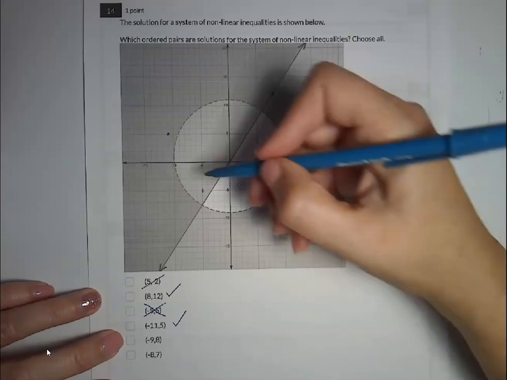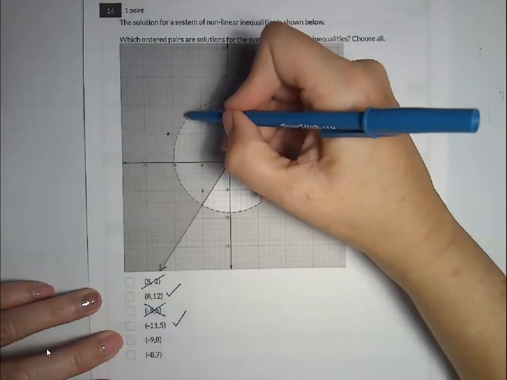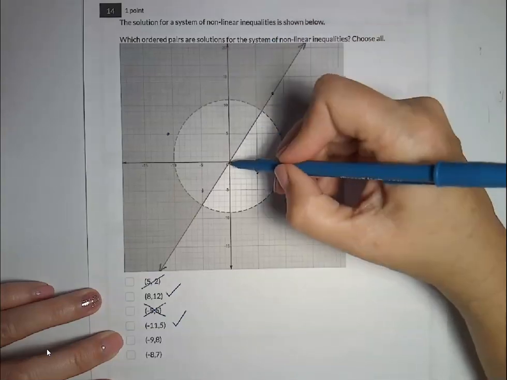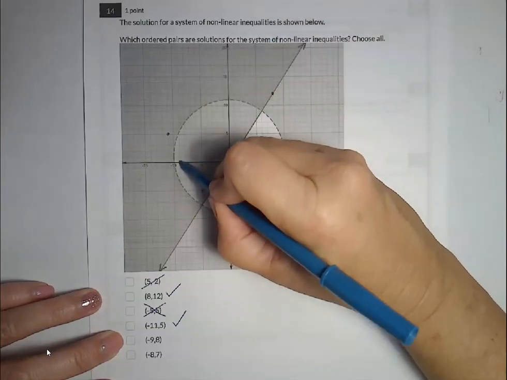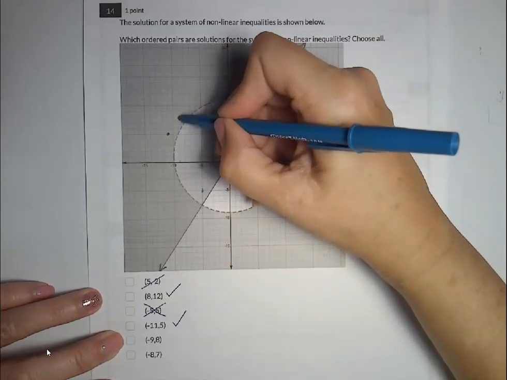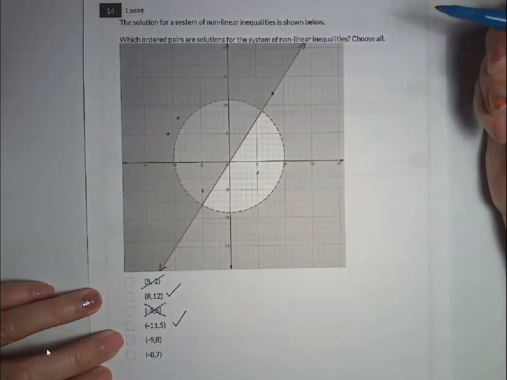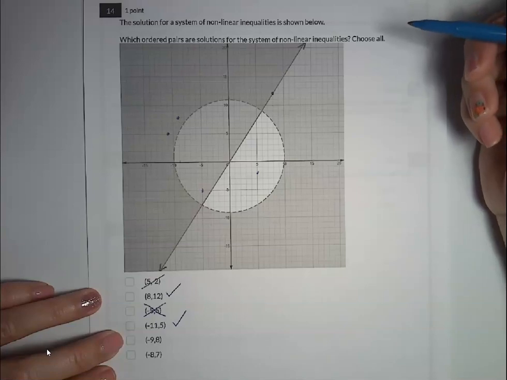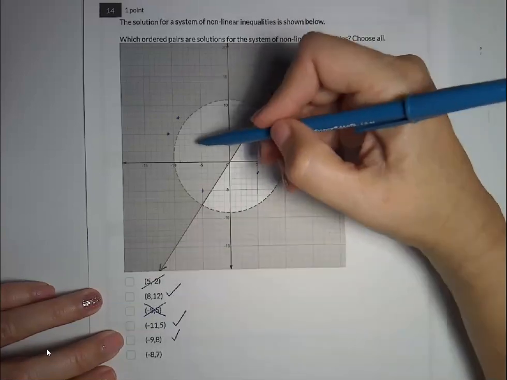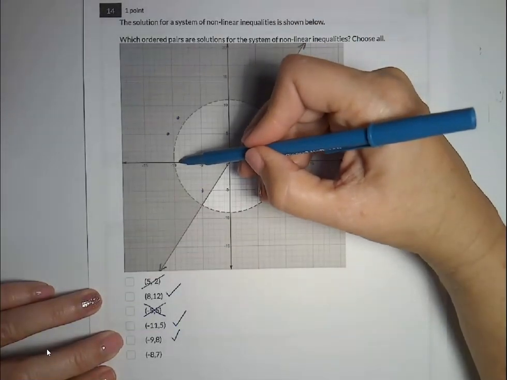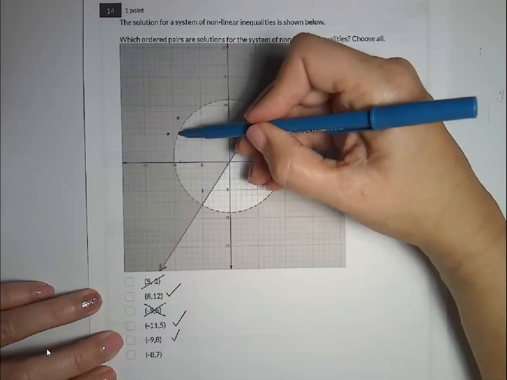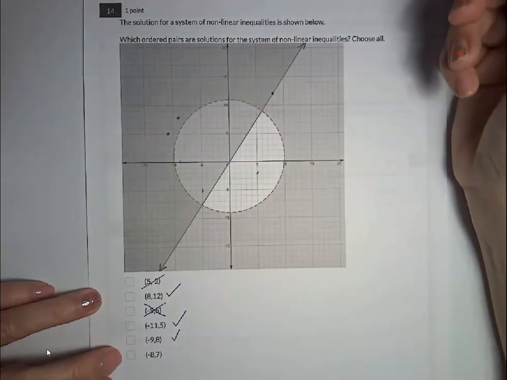Negative 9, 8. Negative 9 and 8 would be right here. Negative 9, then up 5, 6, 7, 8 would be right there. That looks to me like it would also be a solution. It is also in the shaded area, so let me make sure I didn't misgraph that. Yep, that one's also true.